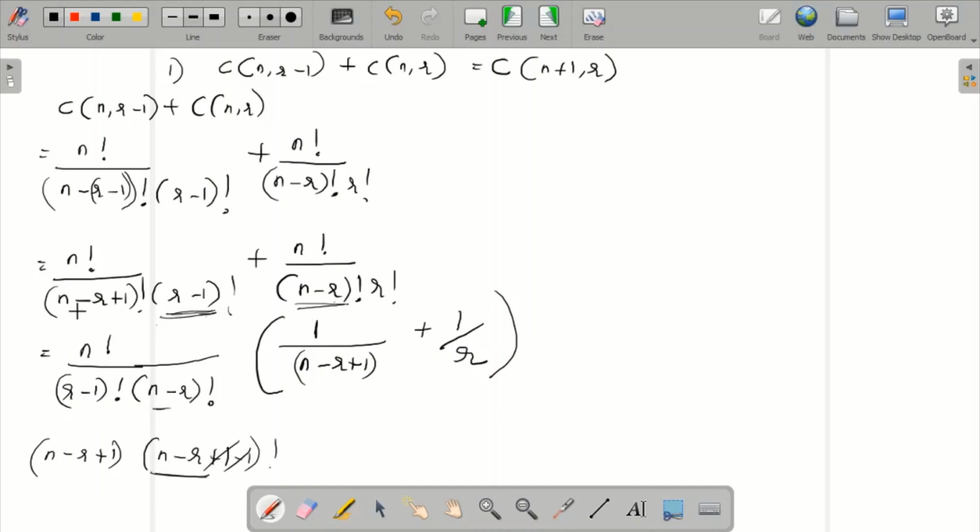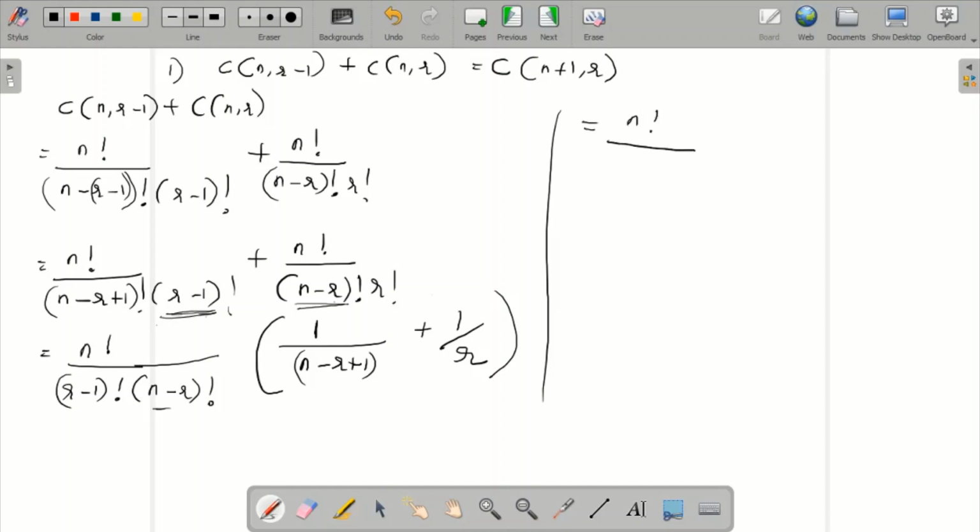So I took n minus r factorial. Left out will be n minus r plus 1. Now what we can do is, I'll do the continuation over here. Now I can take the LCM inside. So here it would be n factorial divided by r minus 1 factorial into n minus r factorial.